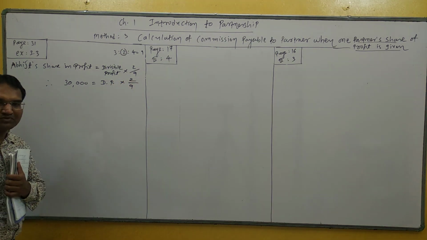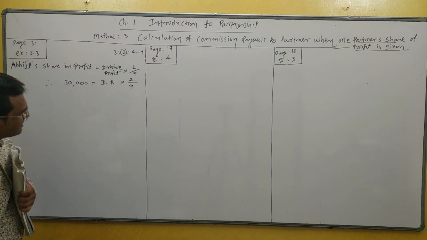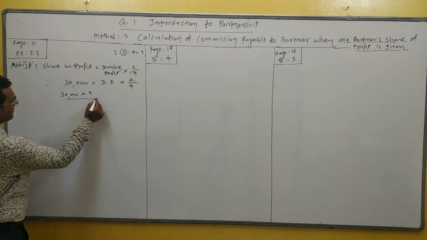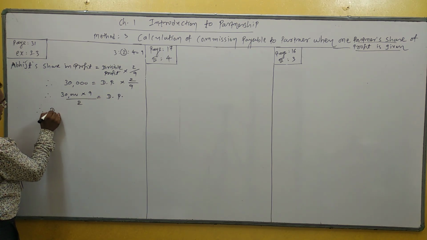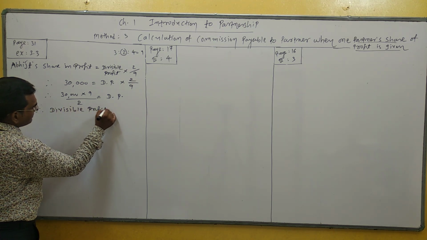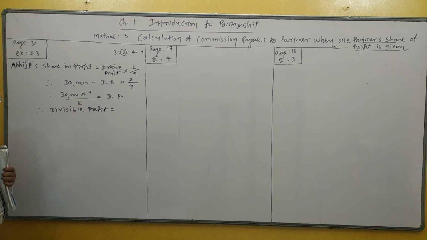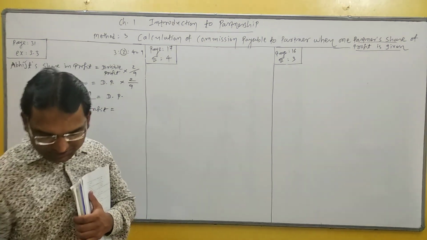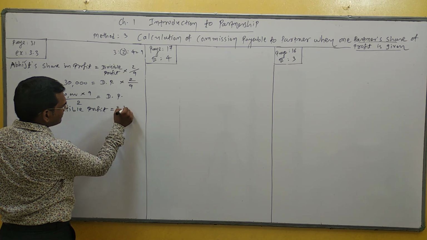Now make cross multiplication. So your cross multiplication is 30,000 into 9 divided by 2 is equal to divisible profit. So what is your divisible profit? Your divisible profit is 30,000 divided by 2, which means 15,000, into 9. By making the calculation, your divisible profit is 1,35,000 rupees.